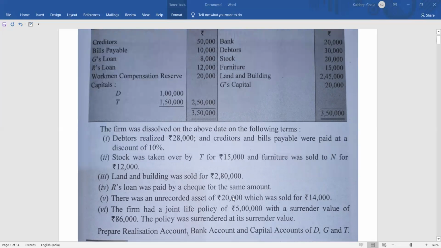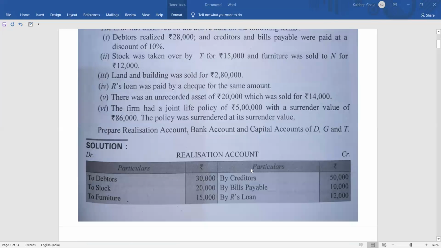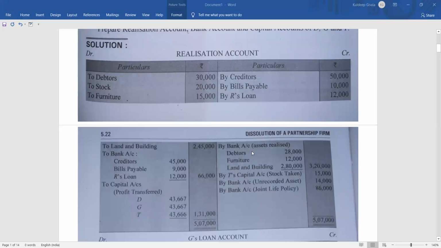So what will be the journal entry for selling the asset? Bank account debit to realization account, isn't it? We have bank account here, so all the entries will be shown in the bank. So bank account debit to realization account. So realization credit side by bank account. How much? Debtor 28,000, furniture 12,000, land and building 2,80,000, and unrecorded of 14,000. Here they are putting the unrecorded asset later on. You can put it along with these three items. That will be no problem.